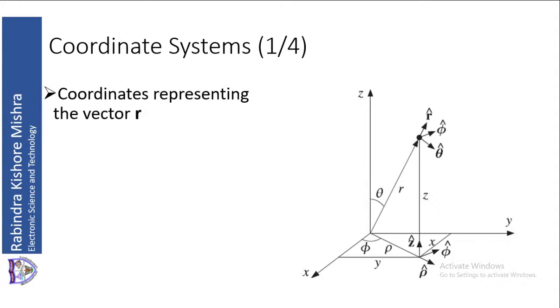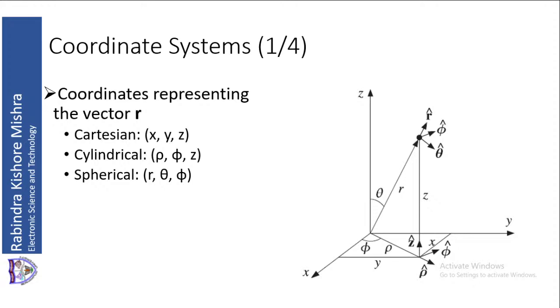So this is about the coordinate systems. We have seen now three types of coordinate system in this picture. The picture shows you three types of coordinate system. One is xyz, which is the Cartesian coordinate system. One is rho phi z, which is the cylindrical coordinate system. Then one is r theta phi, which is the spherical coordinate system. So in one picture we have seen this.